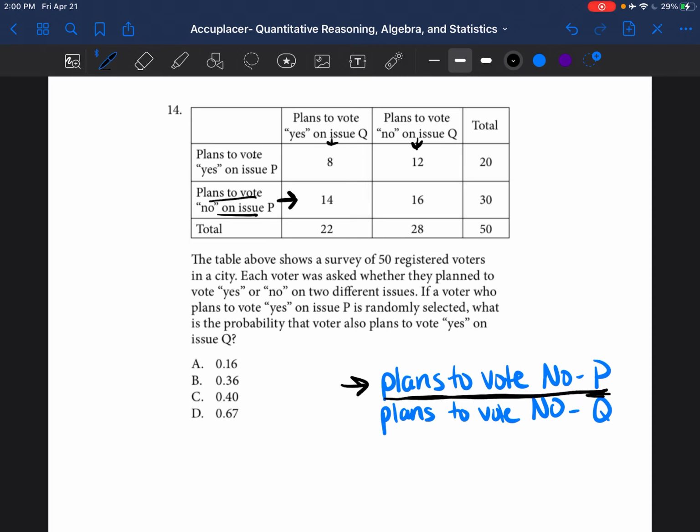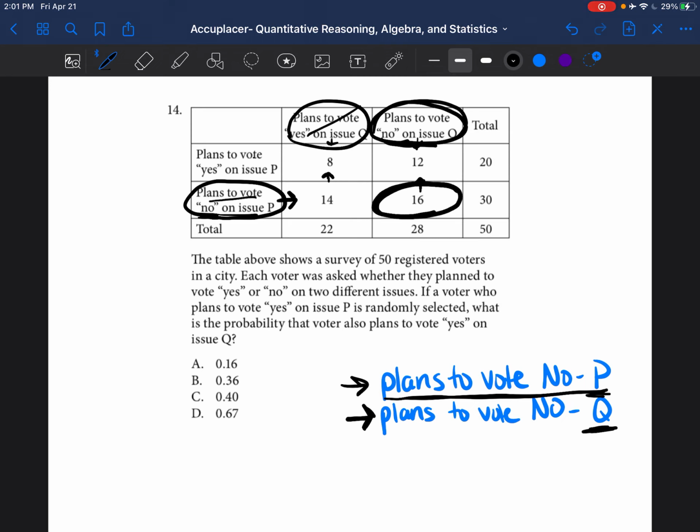After I start on this first one, then I can go ahead to the next one. And now I also want to find the ones who plan to vote no on issue Q. So who plans no? If we look above here, they plan to vote yes on issue Q, so that's not right. And if we look above here, this number, they plan to vote no on issue Q. So the ones who plan on saying no to P, but also no to Q, are 16 people.